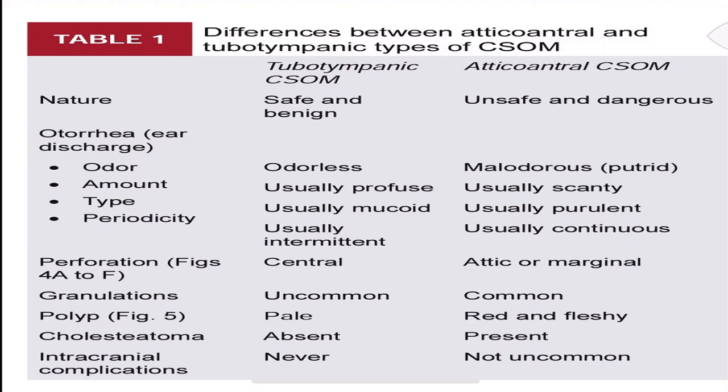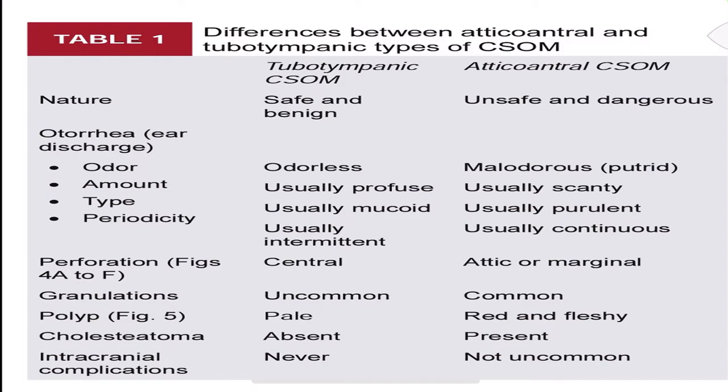Periodicity: it is usually intermittent in tubo-tympanic, the discharge flowing intermittently, whereas in Attico-antral, the unsafe and dangerous type, the flow is going to be continuous. Then we move on to the perforation. In the tubo-tympanic type, there is a central large perforation. In Attico-antral, it is attic or marginal. Granulations are uncommon in tubo-tympanic. In Attico-antral, granulations will be formed.